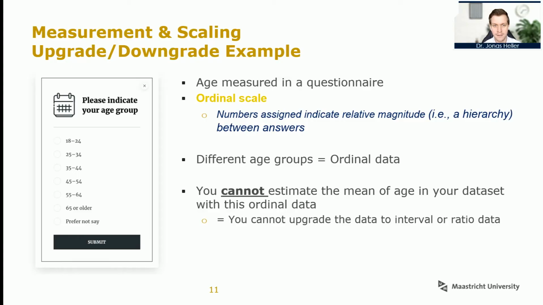From this data that you will receive from this kind of question, you will never be able to identify the age of specific participants, the exact age in years of your participants, right? You always have these groups of age, 18 to 24, 25 to 34, and so forth, but you won't be able to upgrade the data into interval or ratio data.